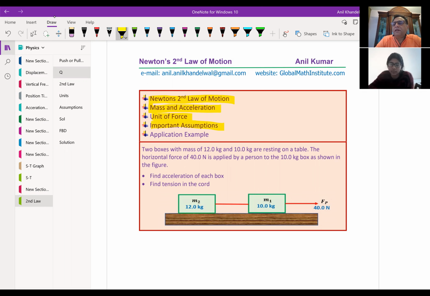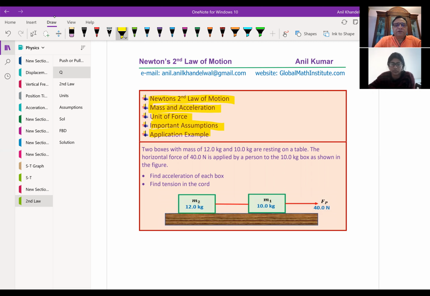Some assumptions. In many questions, we have a string pulling the objects. We have a pulley and things like that. So in all these problems, we have to draw a force diagram. And in that diagram, what should be the assumptions? That is very important to understand. And then we will take up the example and solve this particular question.